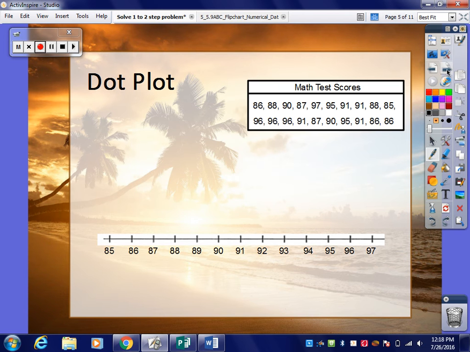Next, I need you to turn to your dot plot. On your dot plot, you see that you have a number line. So there's no information there. You just have data listed above it. You have a range from 85 to 97. How a dot plot works is each dot is going to represent a different number. If you have a key that says each dot represents 2, then you need to apply that to your information. Right now we just have 1 dot per number.